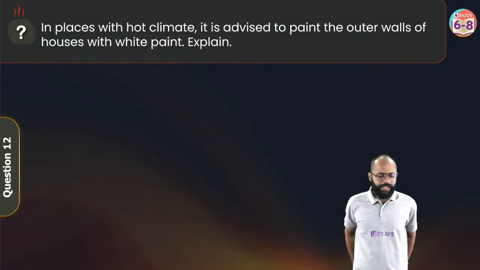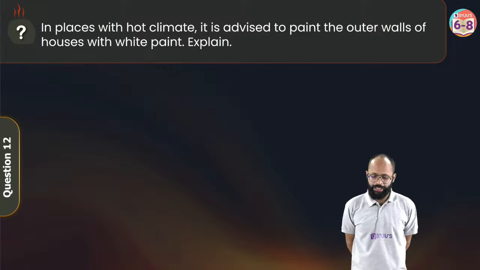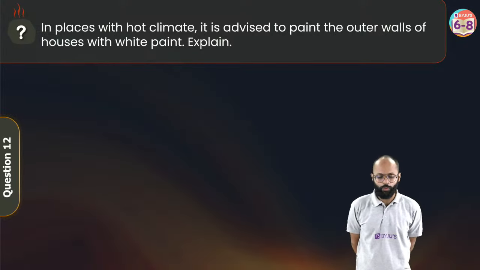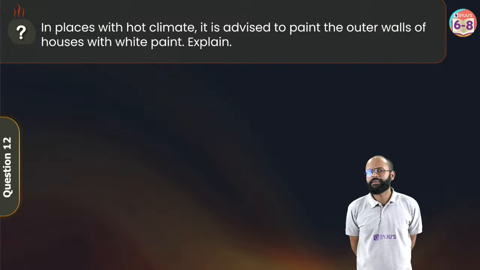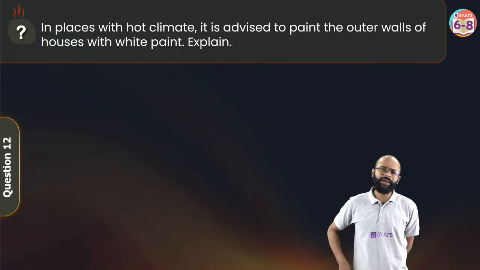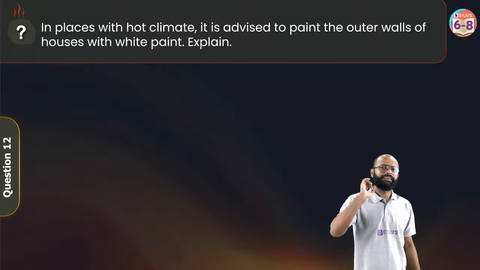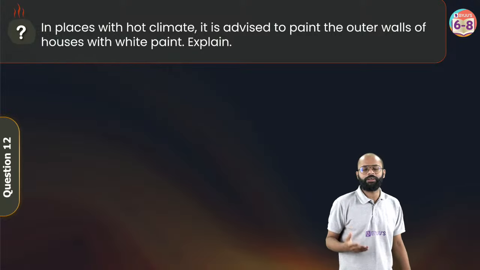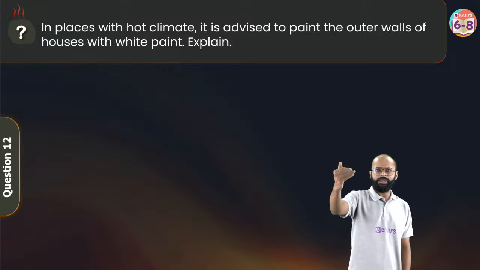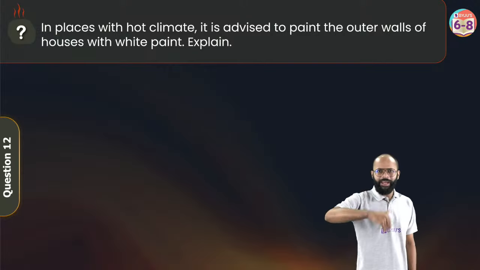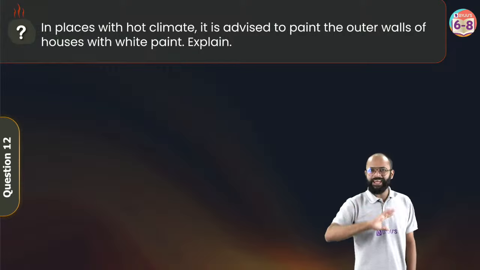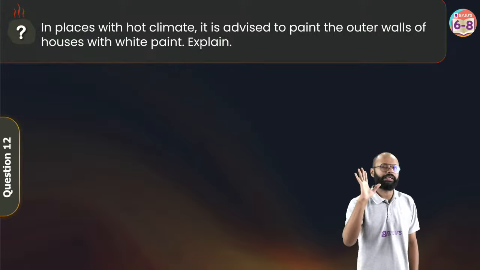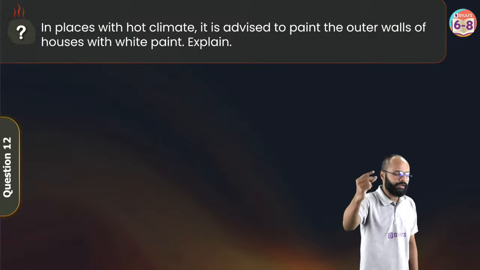Last question. देखो, in places with hot climate, it is advised to paint the outer walls of houses with white paint. क्यों? जहाँ पे गर्म होता है, right? Wherever it's very hot, it is advised कि अगर पुताई करवा रहे हो, this is a very common word we say in UP, Bihar, Rajasthan. Whenever you paint the outer side of the wall, choose a light color. क्यों? White color reflects heat.